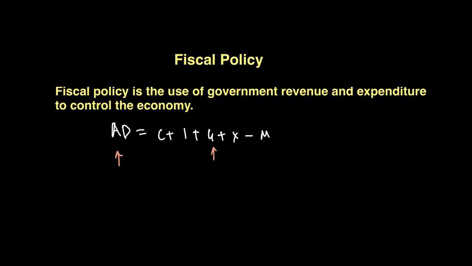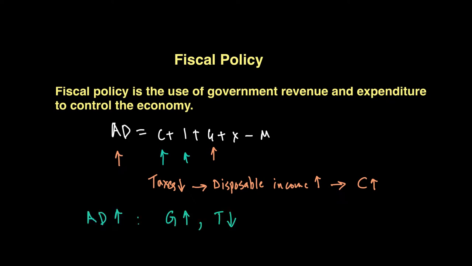At the same time, if the government reduces taxes in an economy, then disposable income goes up, and that can in turn result in consumption going up. Furthermore, if the government is reducing taxes on firms, it can also make firms invest more, so I can go up. So we can say that the government can increase aggregate demand by increasing G or reducing T in an economy, and this is called expansionary fiscal policy.